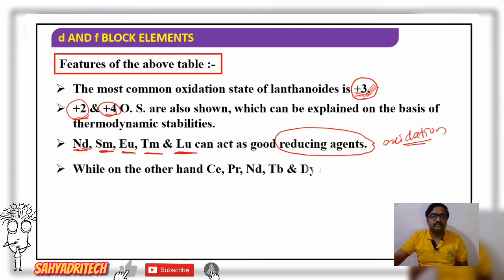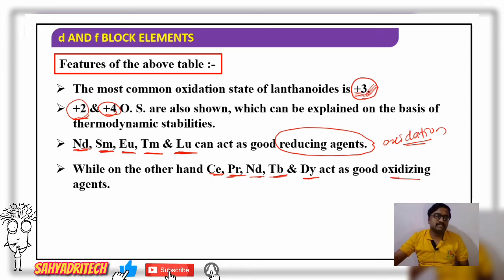Then the other set of elements: cerium, praseodymium, neodymium, terbium and dysprosium. I repeat, cerium, praseodymium, neodymium, terbium and dysprosium. They act as good oxidizing agents. So an oxidizing agent oxidizes other chemical species by itself undergoing what? By itself undergoing reduction. So here neodymium, if I consider neodymium, it acts as both an oxidizing as well as a reducing agent. As we said, it shows +2, +3 and +4 oxidation states.